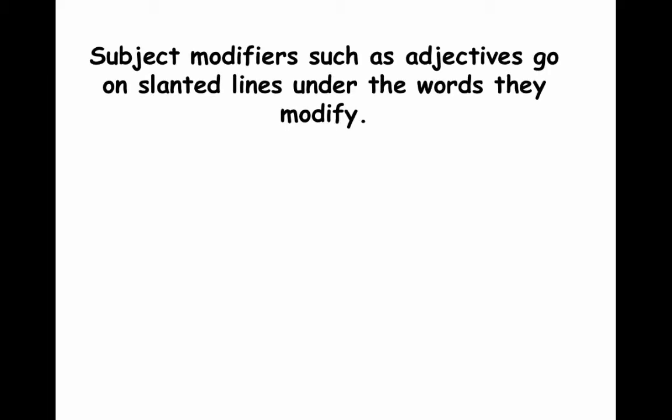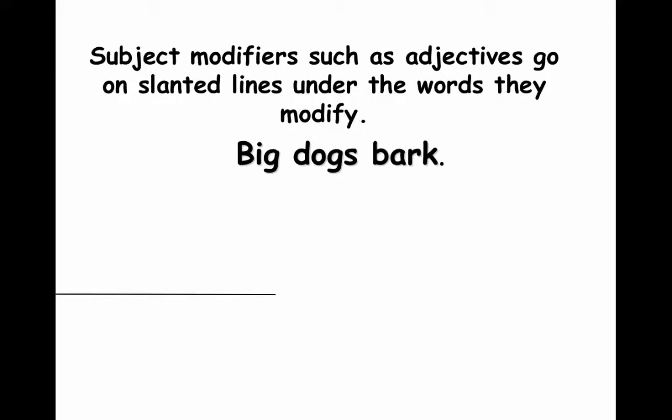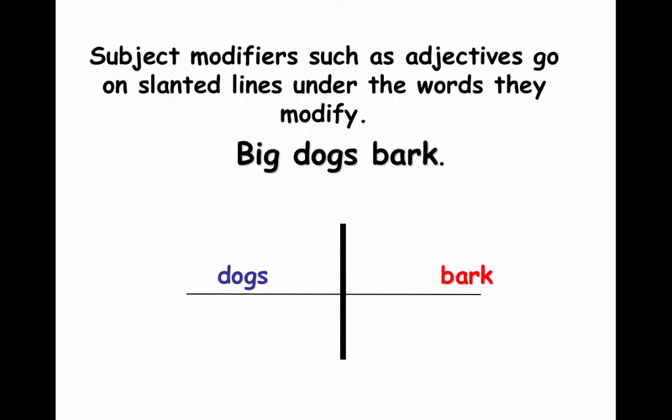So subject modifiers like adjectives go on little slanted lines. You guys know from yesterday that we start off, so let's take our sentence, big dogs bark. We start off by drawing out our sentence diagram. We've got our two lines right here. Our subject goes on the left, which is dogs. Our predicate or verb goes on the right. That's bark. And big, because it describes the type of dogs, goes underneath. Big dogs bark. Very easy.